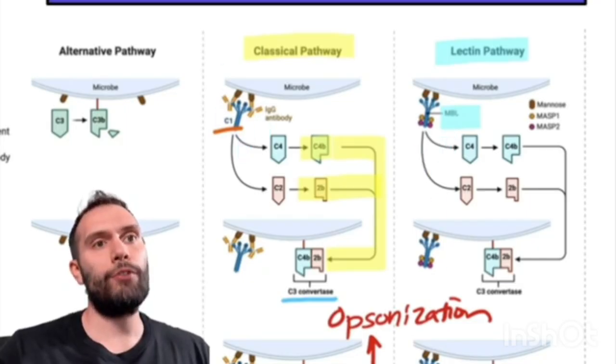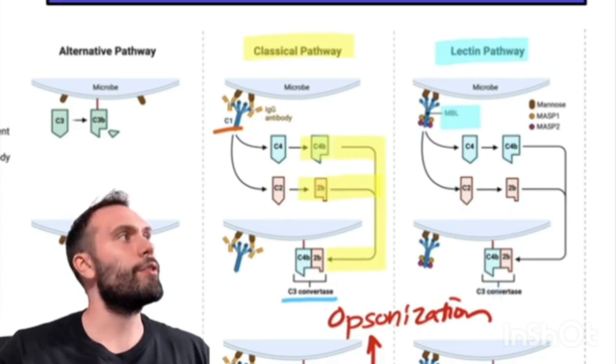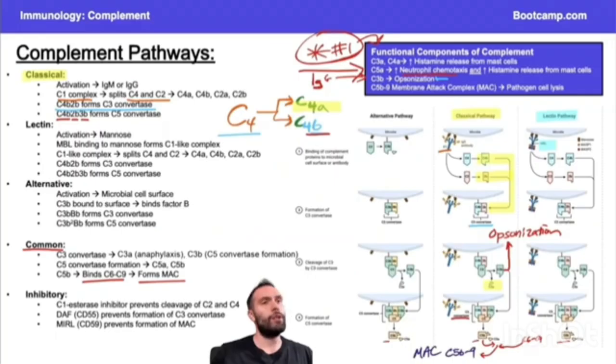Every step after is going to be the same. This mannose binding lectin, just like C1, is going to cleave C4 and C2. The B's are going to stay. We know what the A's do up here. The B's are going to stay, so the B's are going to come together, and they're going to form a C3 convertase, which tells you what it does. It converts the two components of C3 to C3a, which again, we know what that does, right? It's one of our functional components.